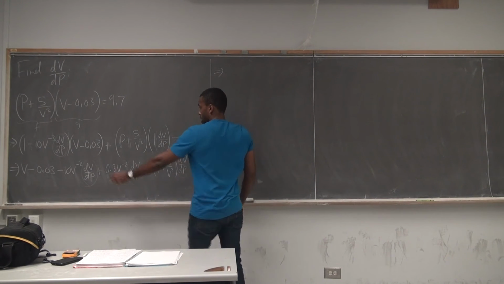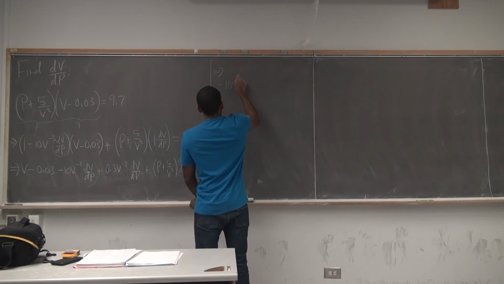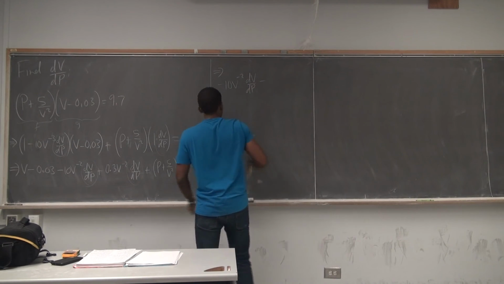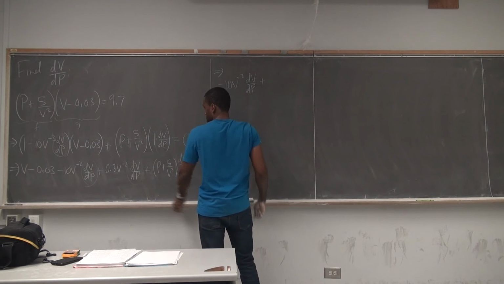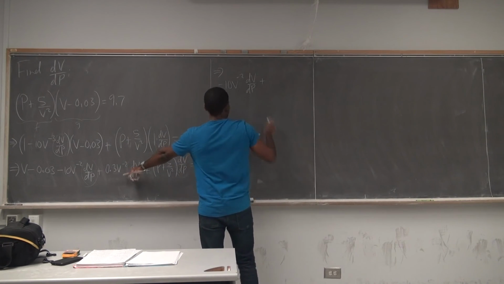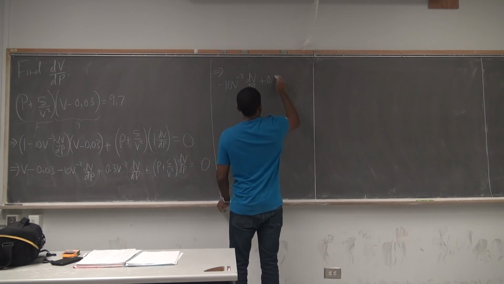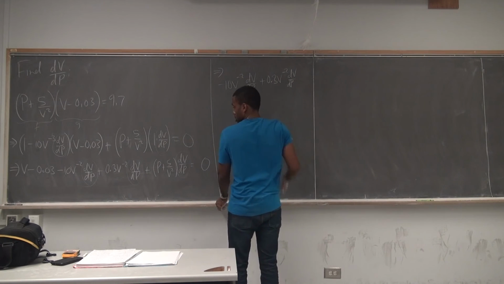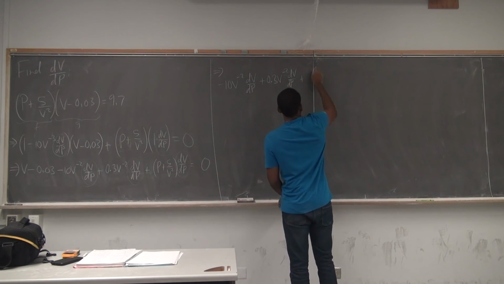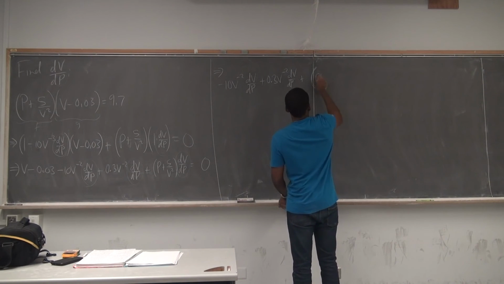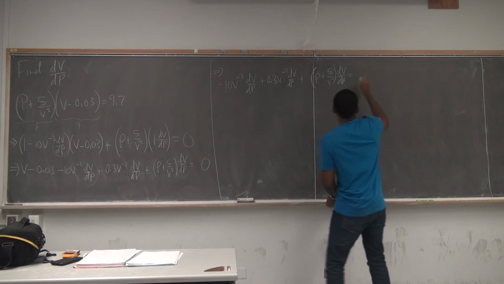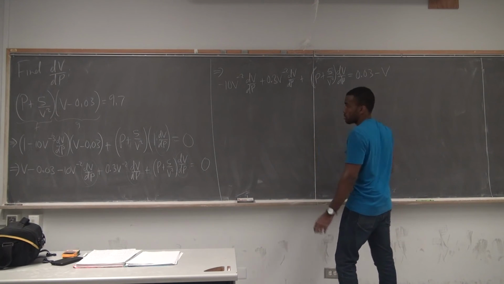So this means I have minus 10 to the minus 2 dv dt. Or you can write v prime if it's understood that p is the independent variable, plus 0.3 v to the minus 2 dv dt, plus v plus 5 over v squared equals 0.03 times v.